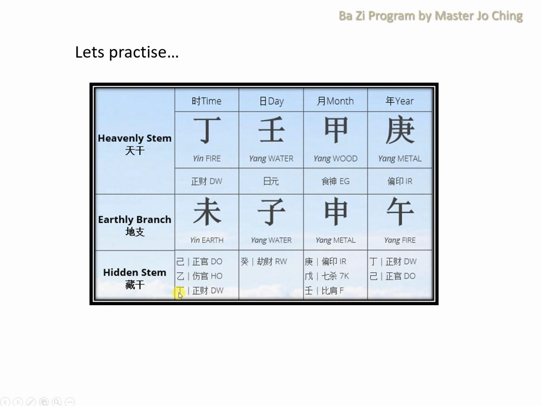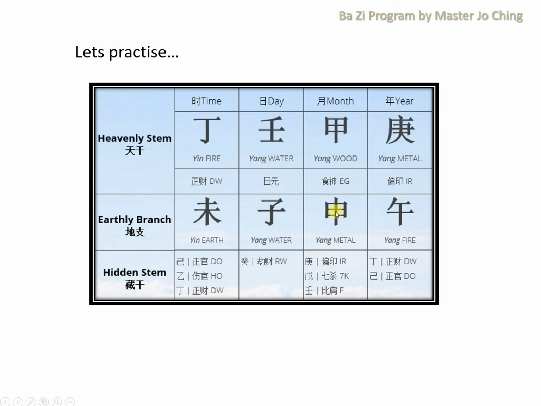Then this one is the Ding, same as here. So you just copy. Same, DW. Then what about this one? This is called Gui. Gui is water. So I'm water, I see another water, it is my friend. However, is it Friend or Rob Wealth? Then you look at the polarity. I'm Yang, and Gui water is Yin, therefore it's Rob Wealth, not Friend, not F.